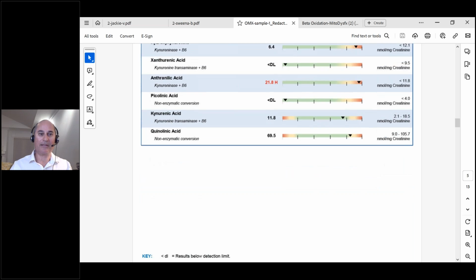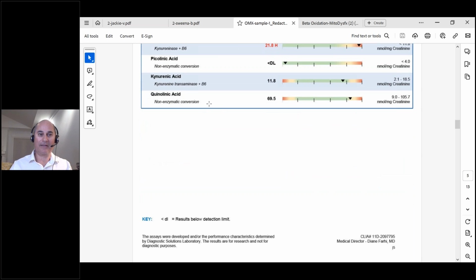Uh-oh, this is not looking good. You see the quinolinic, same as quinolinate. Quinolinic, high. That's a neurotoxin one. Kynurenic acid, borderline high. Quinolinic, a little bit high. So there's a little bit of neuroinflammation going on.